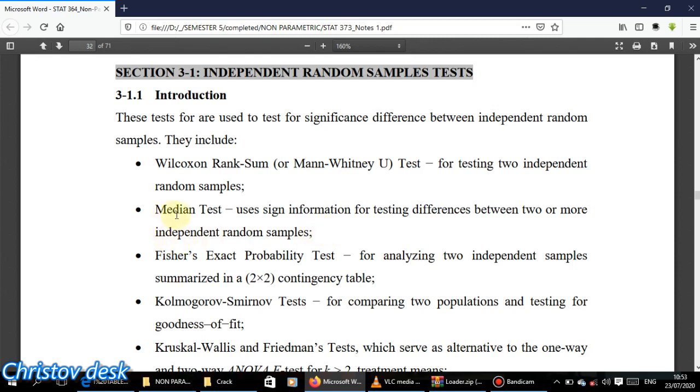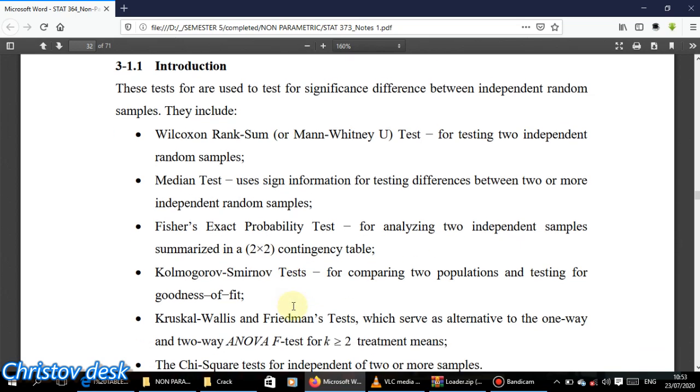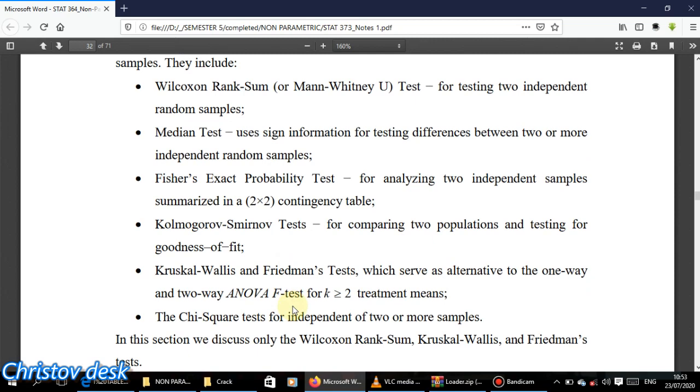You can also do the median test. You use sign information to test differences between two or more independent random samples. Then Fisher's exact probability test, which is a special version for when you are doing a 2 by 2 contingency table. We have the Kolmogorov-Smirnov test, for comparing two populations and testing for goodness of fit.